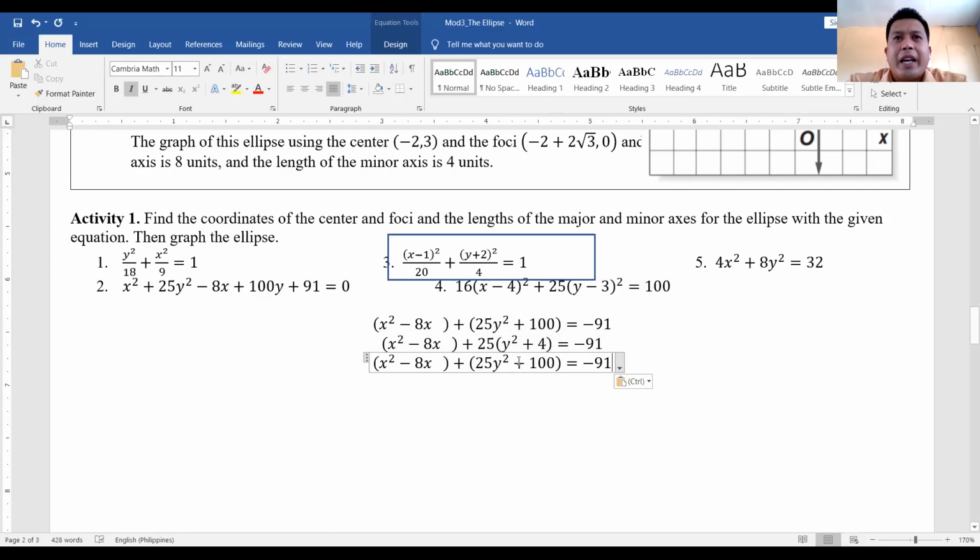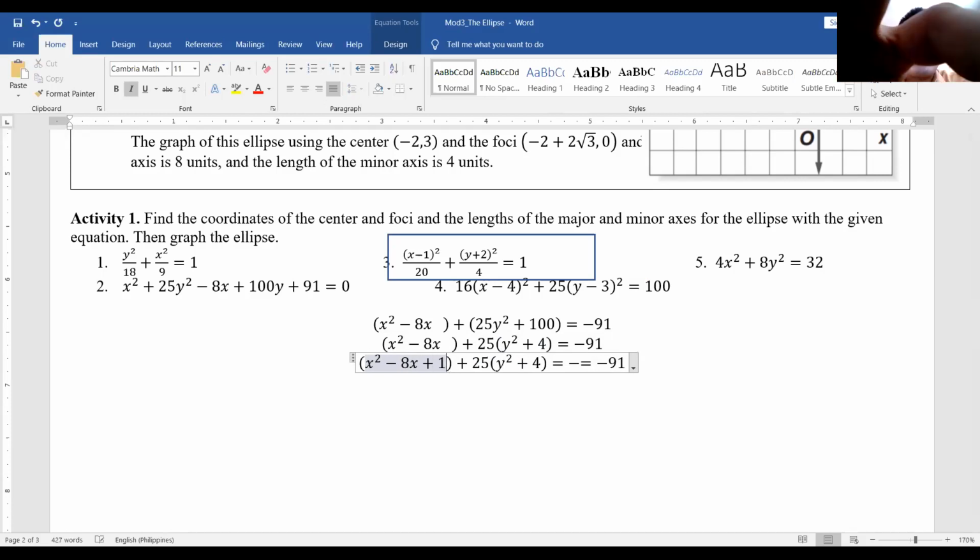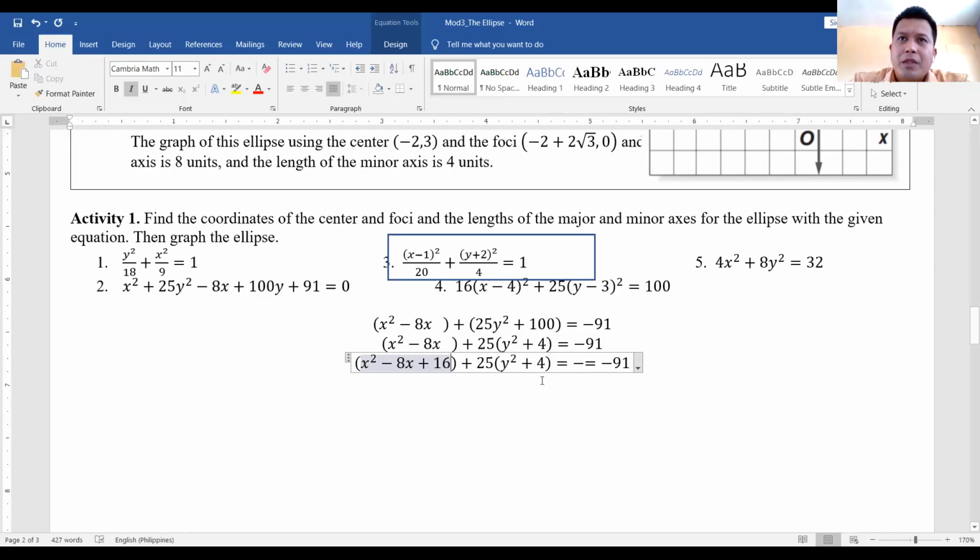So from this expression, to complete the square, we have here negative 8x. The coefficient of the linear term, negative 8, divided by 2 is negative 4. Squaring negative 4 is 16. So this is plus 16. On the other side as well, this will become positive 16.